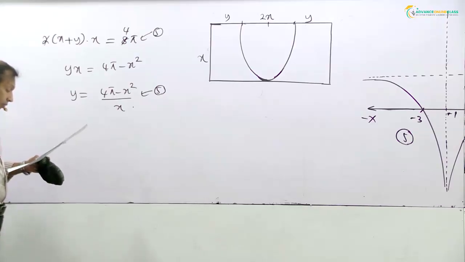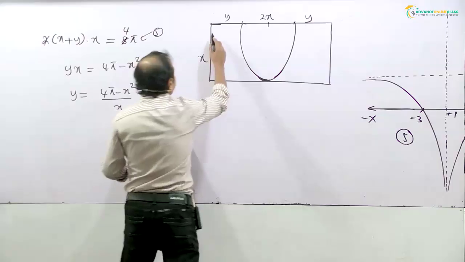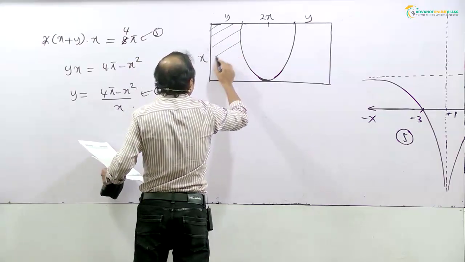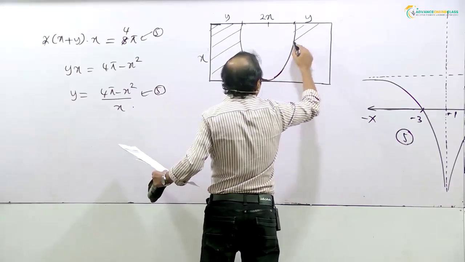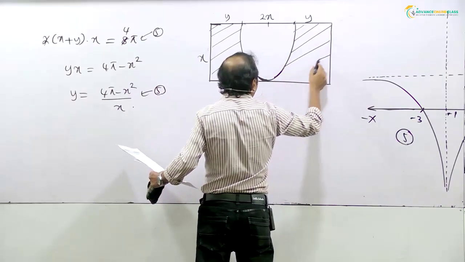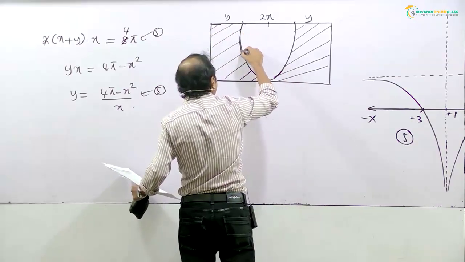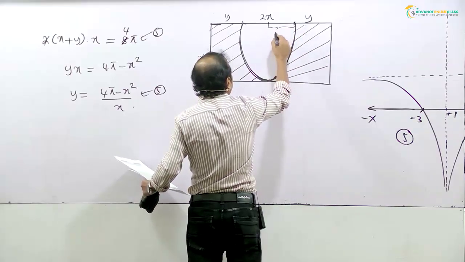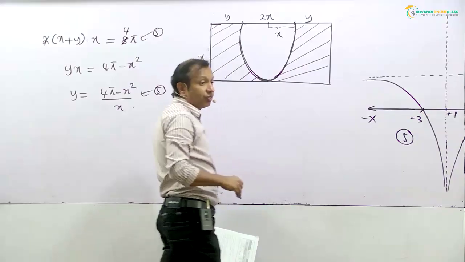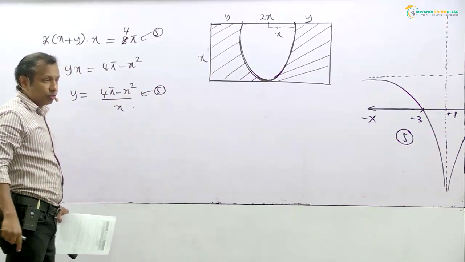Show that the perimeter P of the shaded region, measured in meters, is given by the perimeter. Shaded region means this. Perimeter means the whole length. What is this length? Semi-circumference, no? Radius is x. Semi-circumference is what? πx, no? 2πr is the whole circumference. Half is πr. Right.